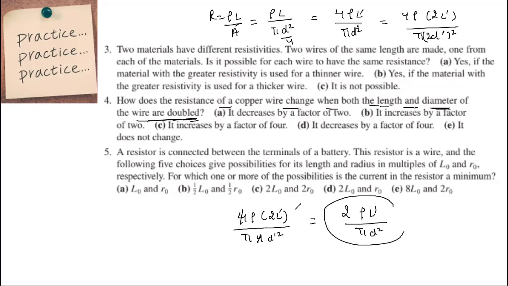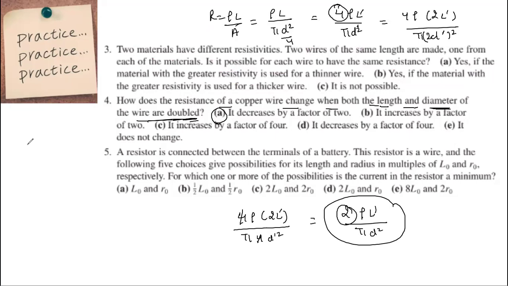So what just happened over here? Did it increase or did it decrease? So it decreases by a factor of 2, right? Earlier it was 4 times, but now it is 2 times. So we will choose option number A for this. It decreases by a factor of 2.